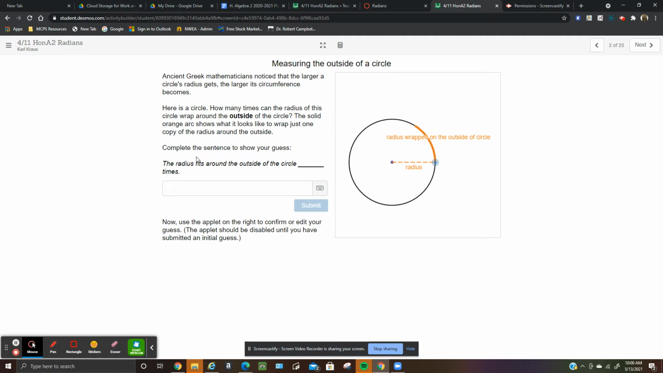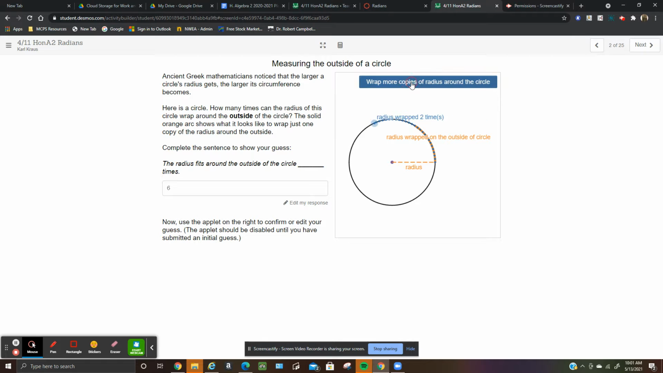Complete the sentence to show your guess. The radius fits around the outside of the circle blank times. You have to put your guess in here first to get the applet to work. So I'm guessing 6. That looks about 1/6 the way around.